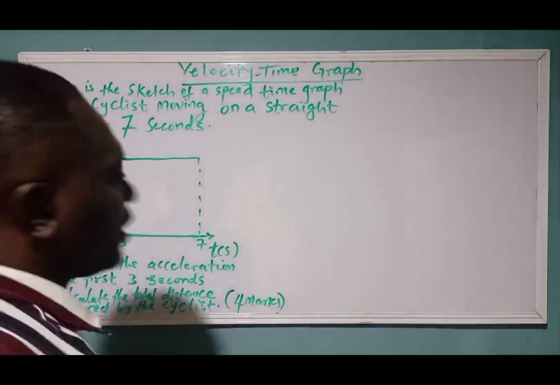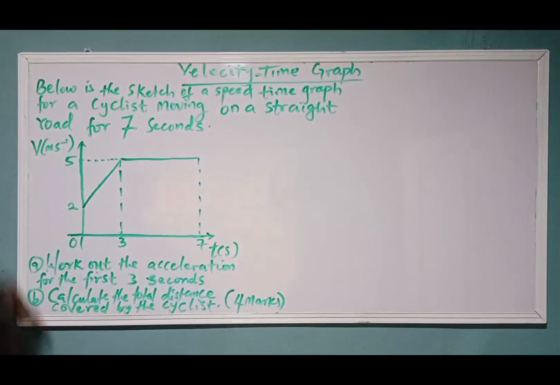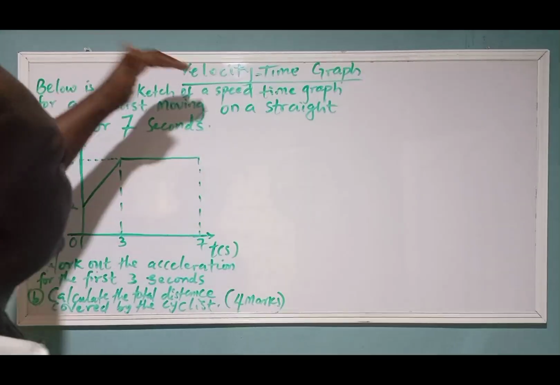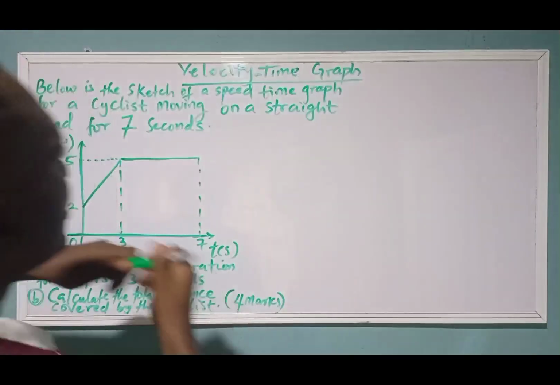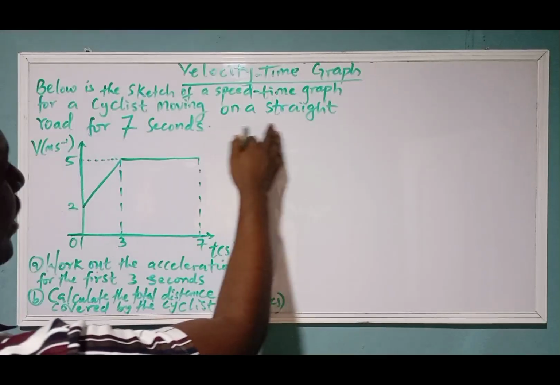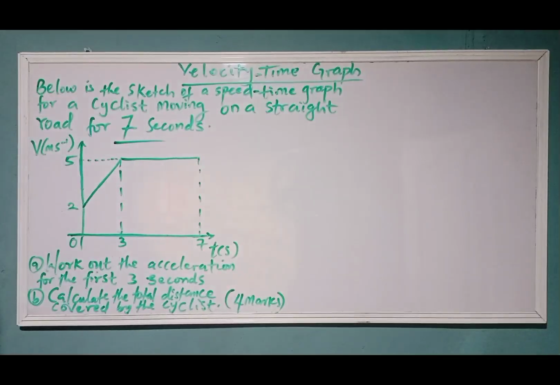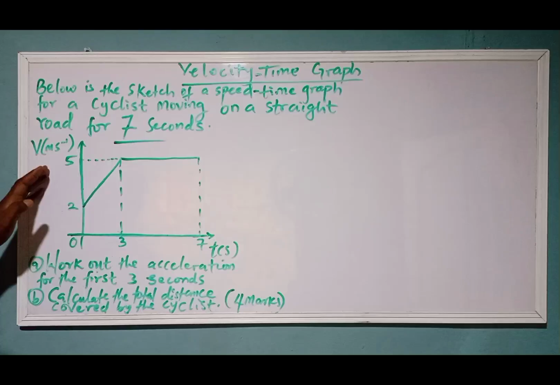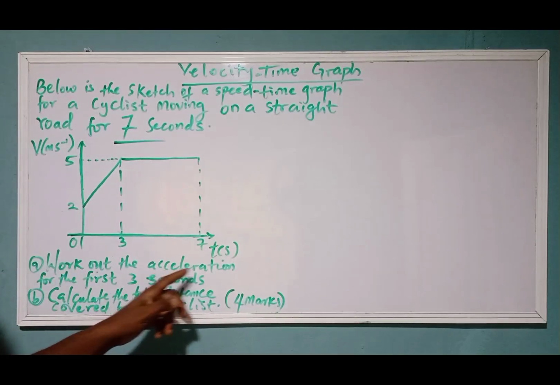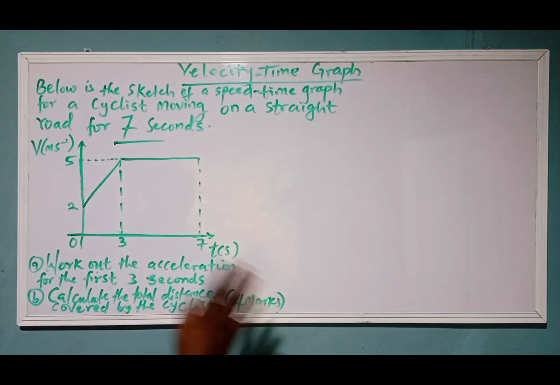I want to teach you this velocity time graph problem. Below is a sketch of a speed time graph for a cyclist moving on a straight road for 7 seconds. This is the total time. This is the diagram, and they say you should work out the acceleration for the first 3 seconds, and then B, you should calculate the total distance covered by the cyclist. You have 4 marks in this interesting question.